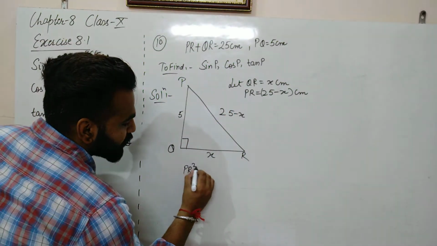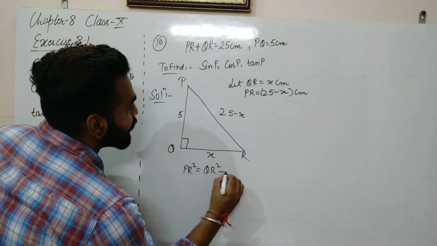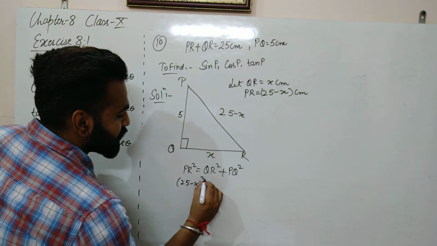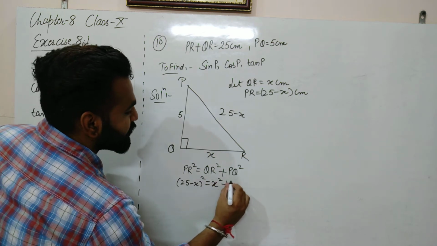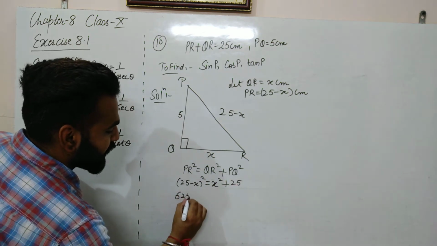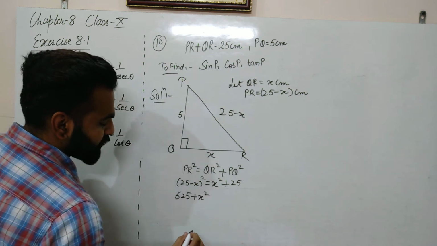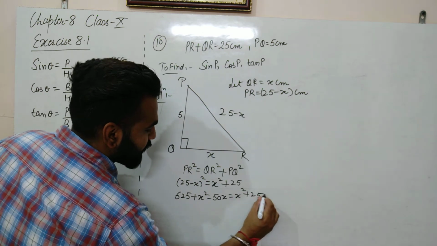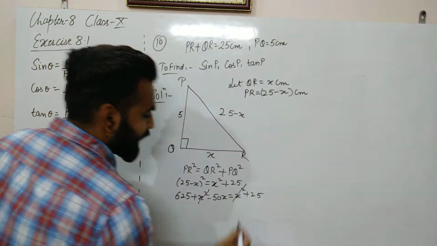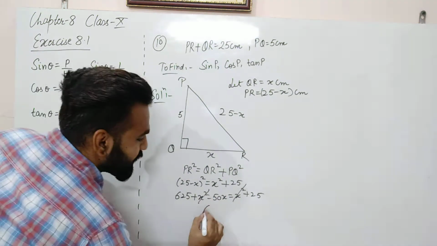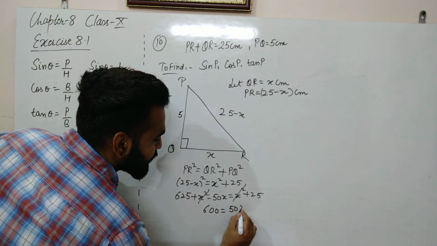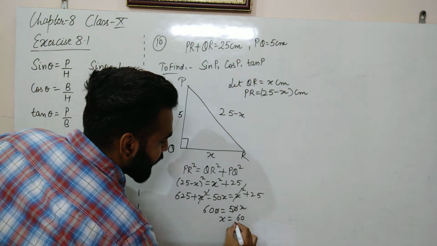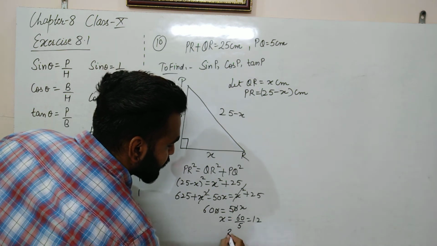So PR square is equal to QR square plus PQ square. So this will be (25 minus x) whole square equal to x square plus 25. This will be 625 plus x square minus 50x equal to x square plus 25. This x square will be cancelled out. This will be 600 equal to 50x. So x will be 600 by 50, that is 12.